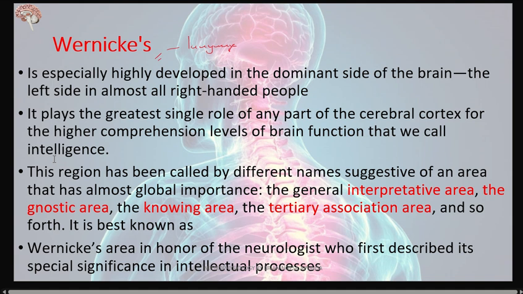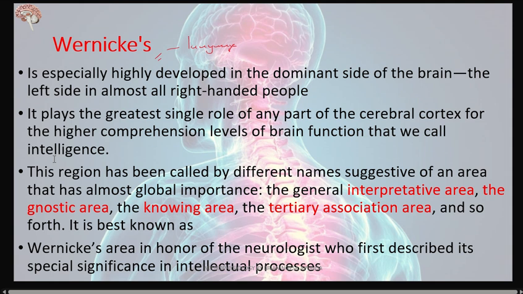You need to remember that. So this region has been called by different names, suggestive of an area that has almost global importance. It can be referred to as the interpretive area, the gnostic area sometimes, the knowing area, the tertiary association area, and so forth. So there are many names. These are some of the names that are referring to Wernicke's area.